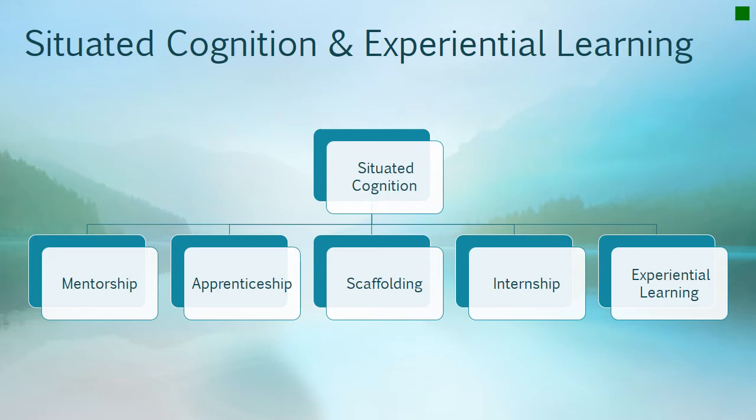Now, situated cognition was first introduced by Jean Lave, and the idea behind it is that learning can only occur within authentic situations. So, if you're not surrounded by the social and cultural environment for a particular topic or discipline area, then true learning cannot happen.